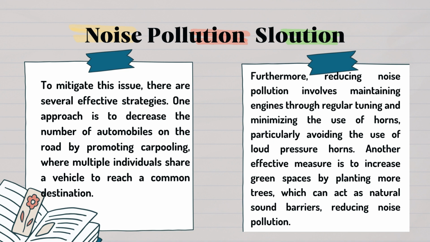One approach is to decrease the number of automobiles on the road by promoting carpooling, where multiple individuals share a vehicle to reach a common destination. Furthermore, reducing noise pollution involves maintaining engines through regular tuning and minimizing the use of horns, particularly avoiding loud pressure horns. Another effective measure is to increase green spaces by planting more trees, which can act as natural sound barriers, reducing noise pollution.